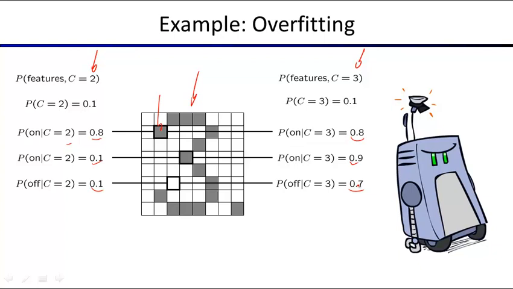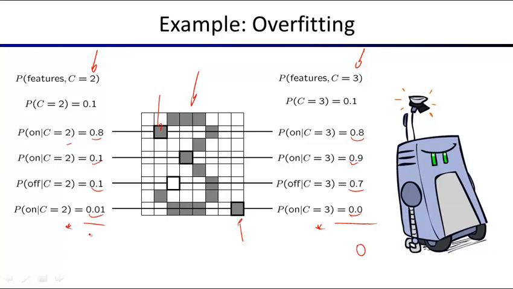Now we continue. We'll look at another feature down here. It's kind of a weird feature in that corner. It says for a 2, there's a 0.01 probability of being on, and for a 3, it has a 0 probability of being on. Now, we multiply them all together. Here we have 0. Here we have some number that's bigger than 0, so the 2 wins. So what just happened here? By having this 0 in the model for 3, it overruled everything else.